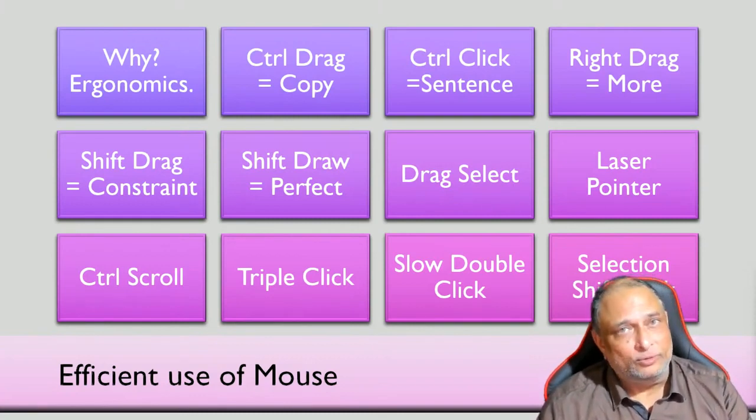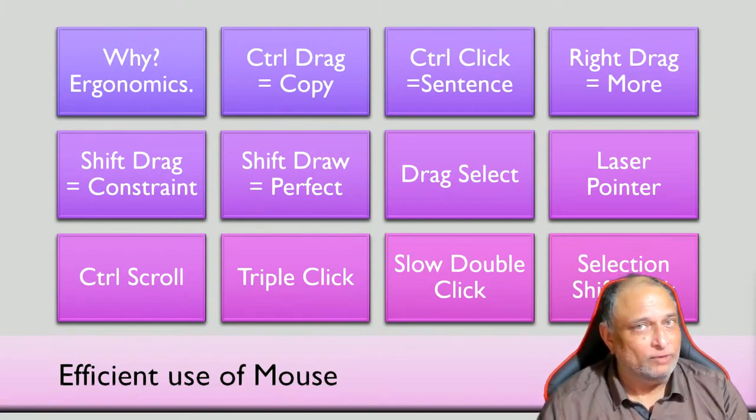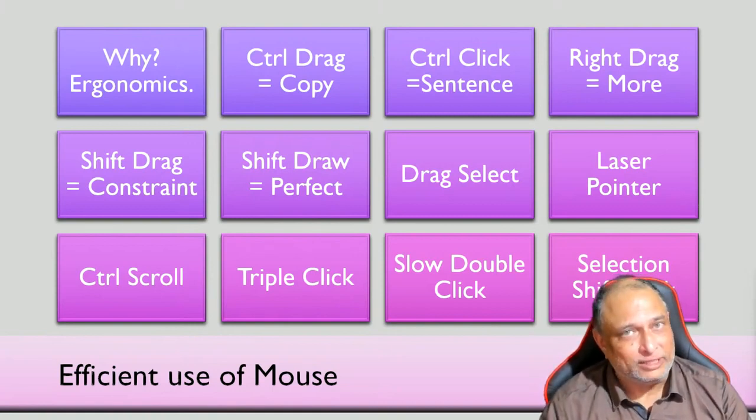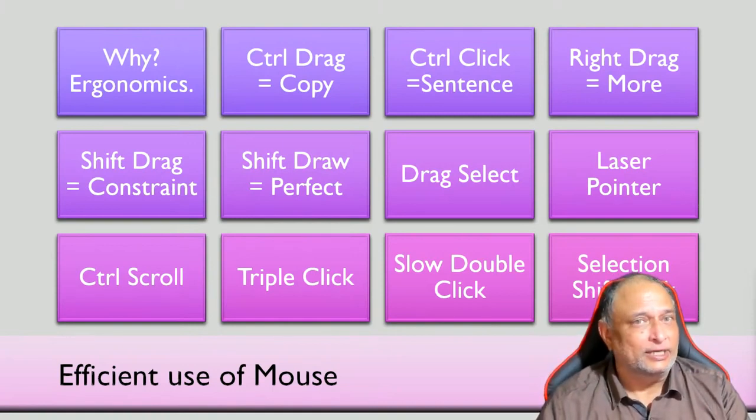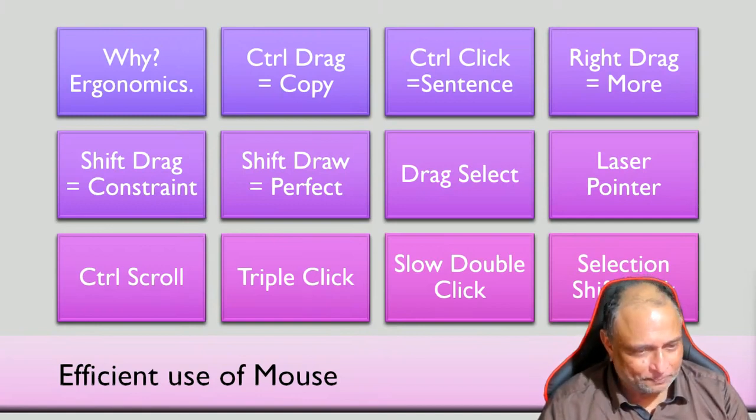Now with the mouse, I'm assuming you don't have an exotic mouse. You just have a two button mouse and a scroll wheel. With that, how much more can we do? We are going to see lots of examples. This is the agenda. Let's start with the first one.